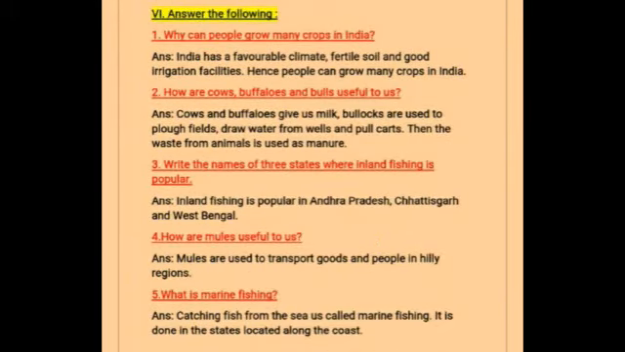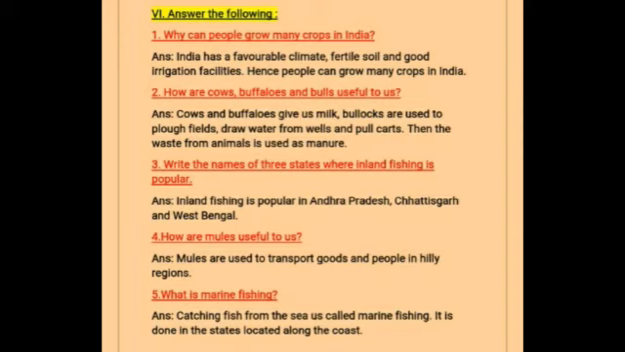And the last Roman letter is answer the following. First question, why can people grow many crops in India? India has a favorable climate, fertile soil and good irrigation facilities. So people can grow many crops in India. Second one, how are cows, buffaloes and bulls useful to us? Cows and buffaloes give us milk, and bullocks are used to plow fields, draw water from wells and pull carts. Then the waste from animals is used as manure.